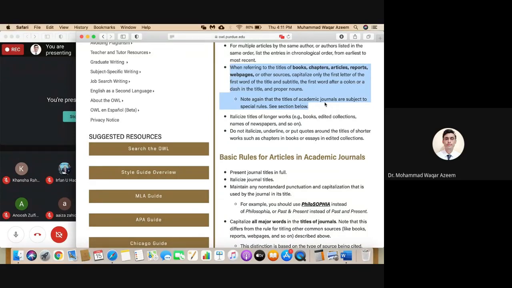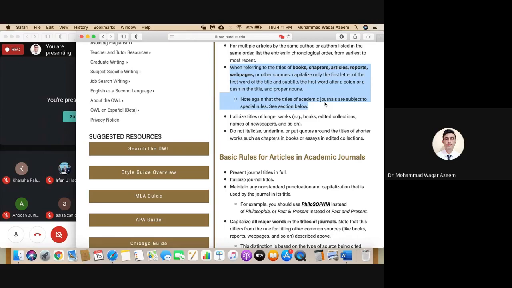It means titles of the resources that you use, you should have only the first letter of each title as the capital letter. Or if you have a subtitle, you can have a capital letter for the first letter of that subtitle as well. Or if you have a colon or dash in the whole title, then the first letter of the word right after that colon or dash should also be capital.